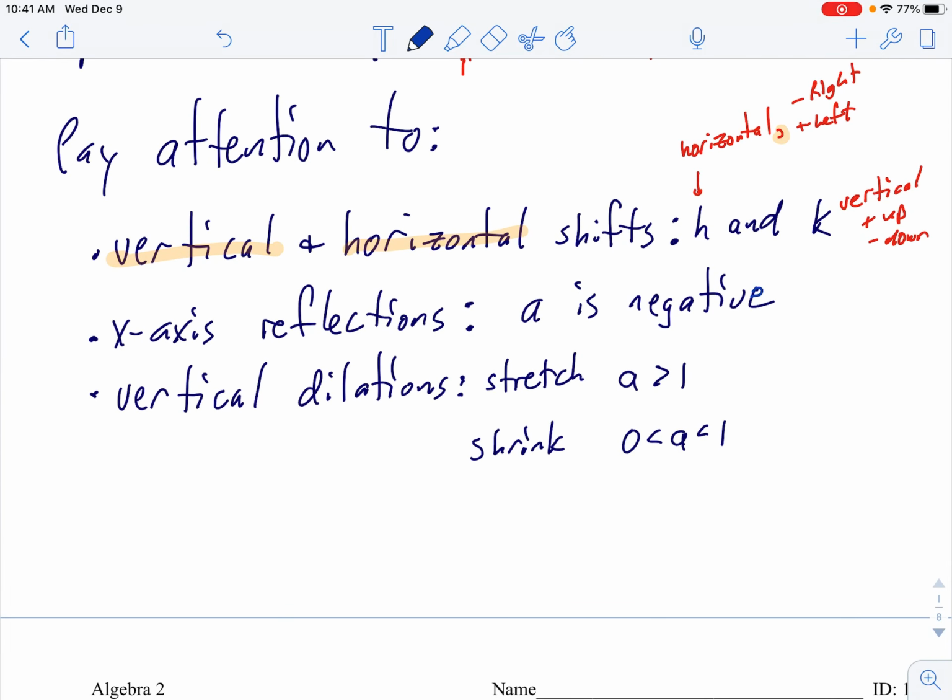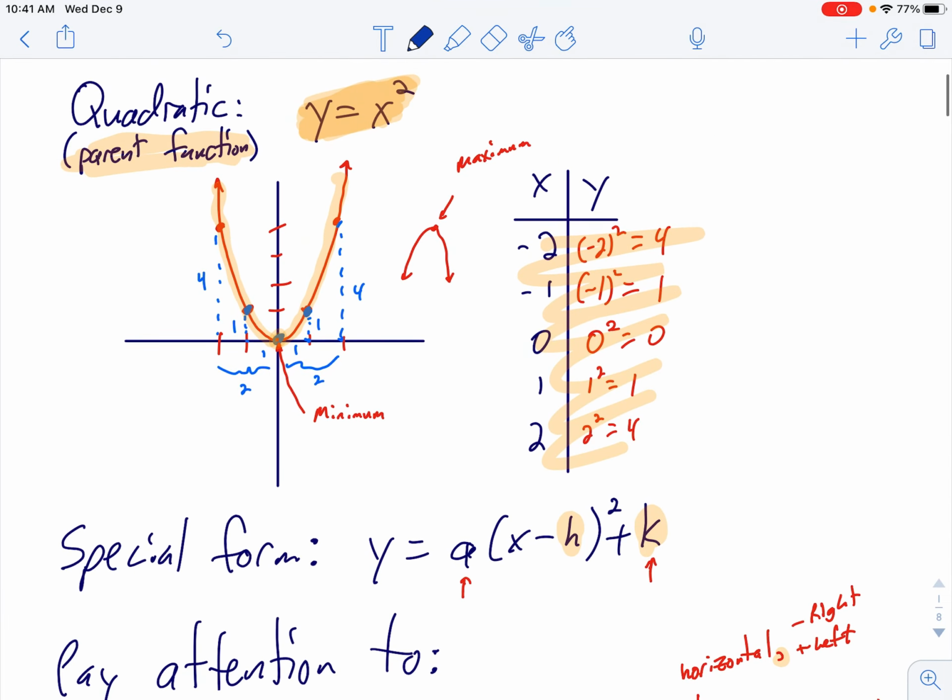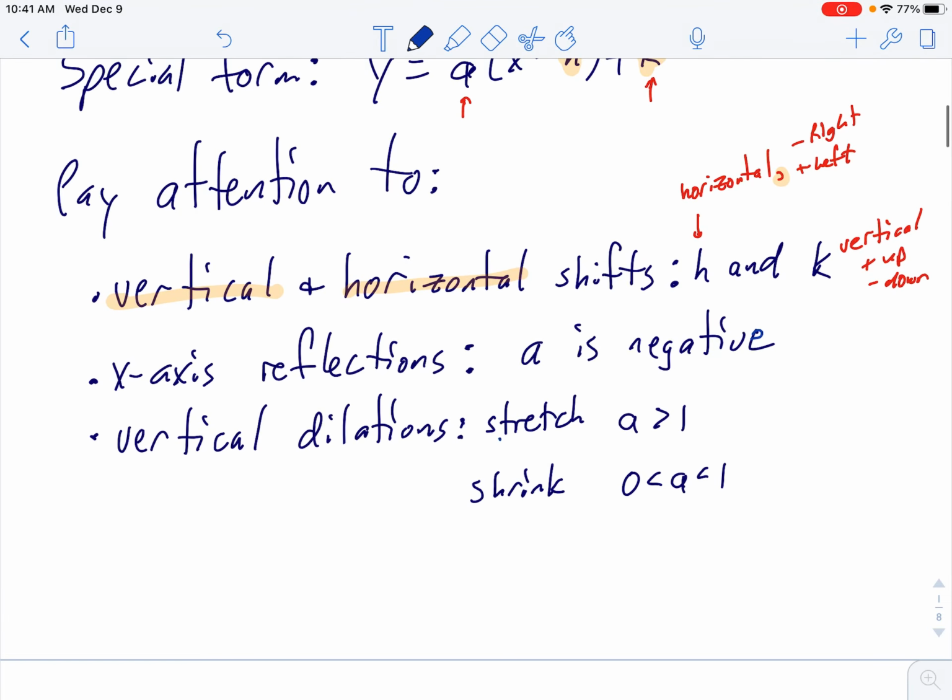But the other thing about a is it creates a dilation. If you multiply a graph by a number bigger than 1, it stretches it out vertically. So a vertical dilation, a stretch, if a is greater than 1. And if a is between 0 and 1, meaning a fraction like 1/2 or a decimal like 0.3, that shrinks it. That makes it shorter.